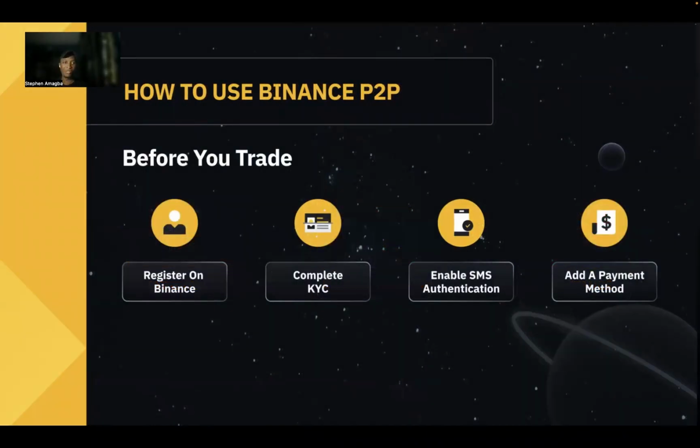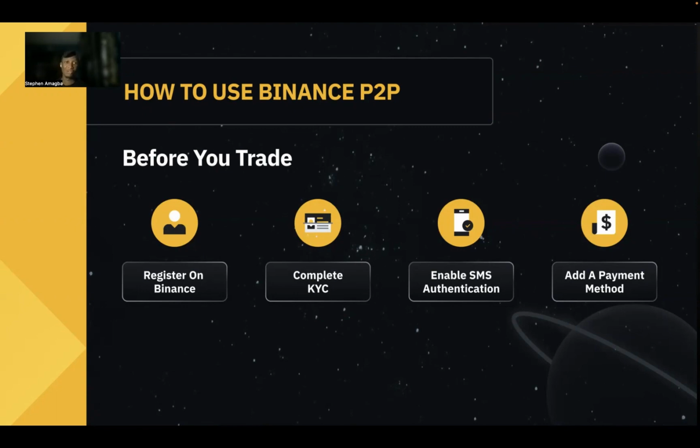So now, how to use the Binance P2P? There's a very low barrier to entry when using the Binance P2P. So before you trade, register on the Binance platform. Register for the Binance account, which I believe you have done by now. Complete KYC, which I believe you have done by now because we treated that in the first module of this course. Enable SMS authentication, which we have also treated. So remember, this course is organized in a way to help you do the right things at the right time. So I believe by now, getting to this point, you should have done all these things.